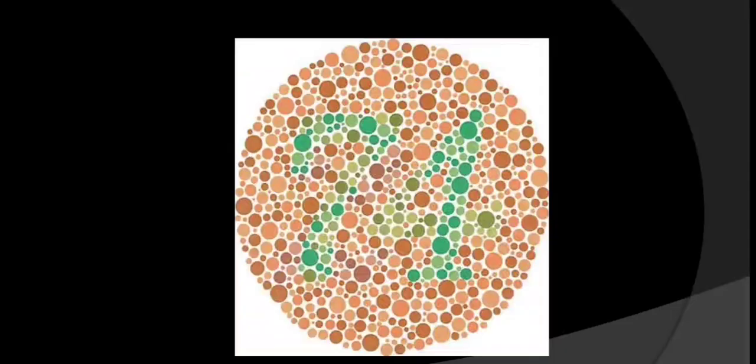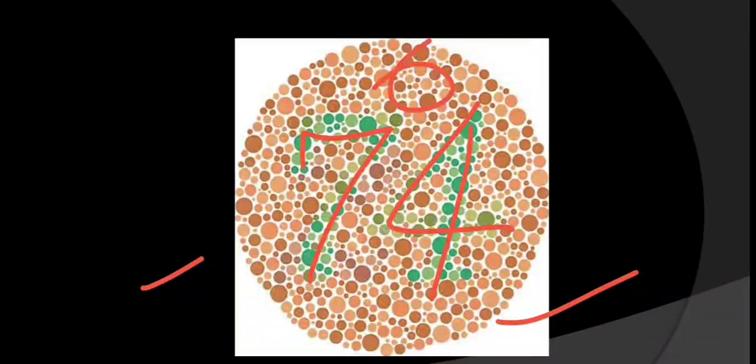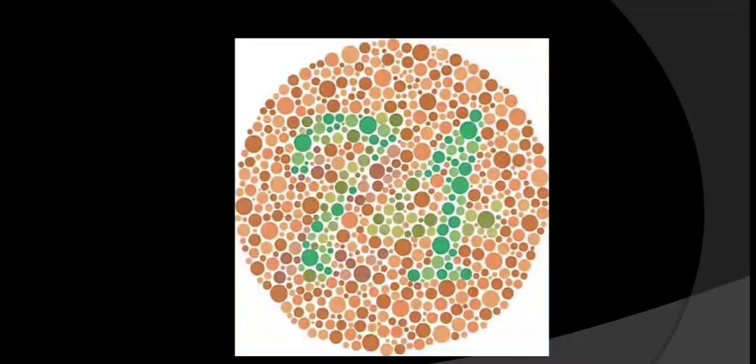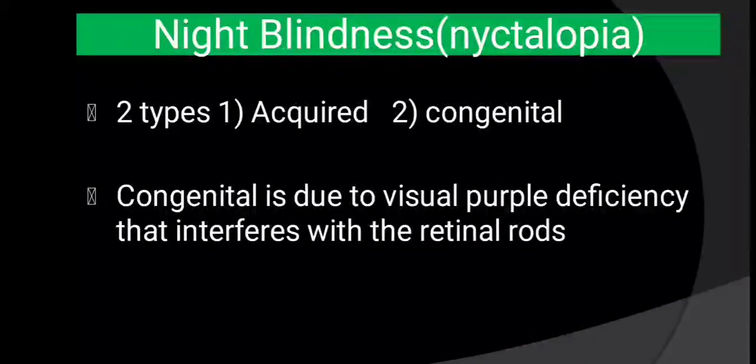Next disease. Oh, before that, this is the test. Doctors show this image by which they come to know whether the person has color blindness or not. If the person is able to read the number or alphabet written here, it means they do not have that disease, because they are able to identify green color from red color. The number written over here is 74. This is the test.